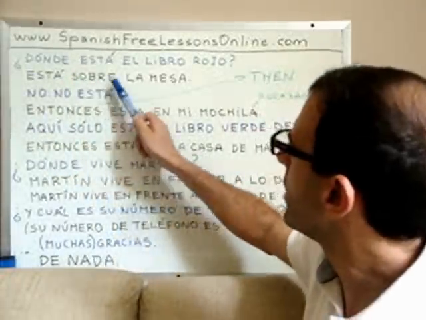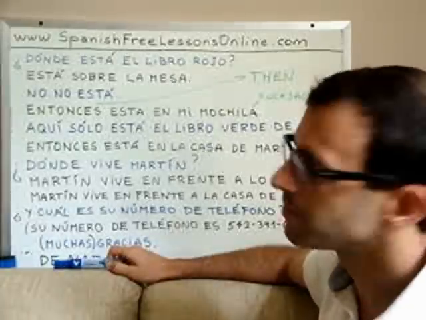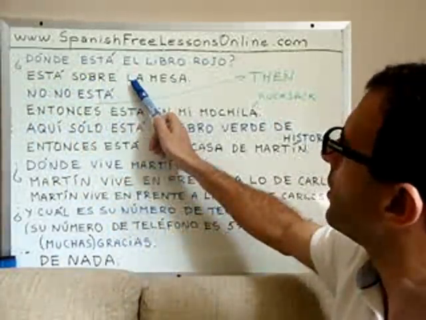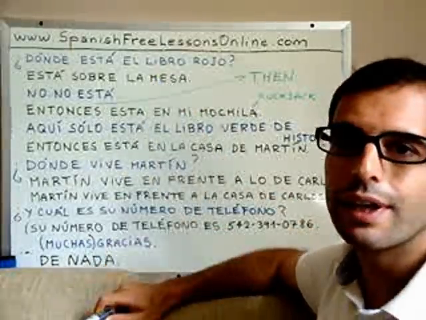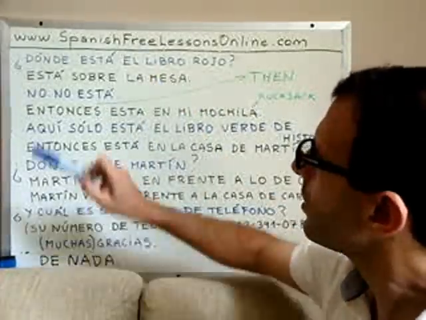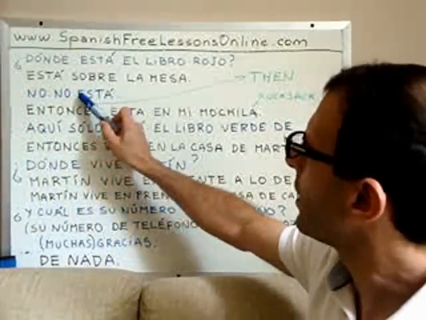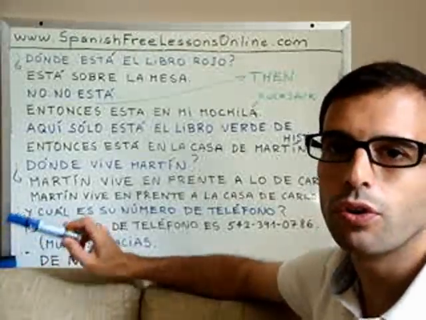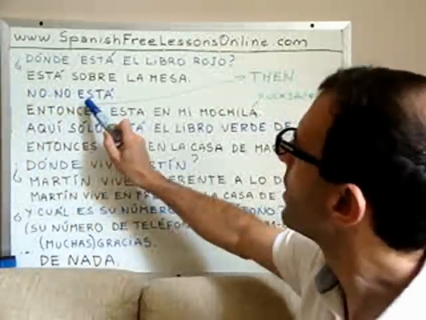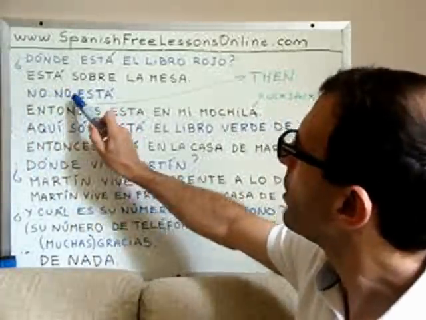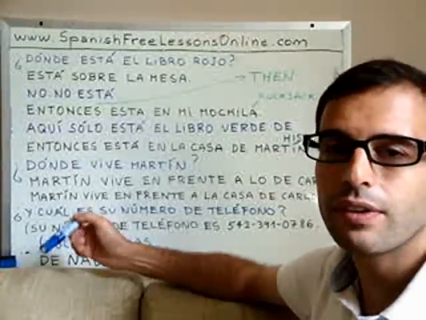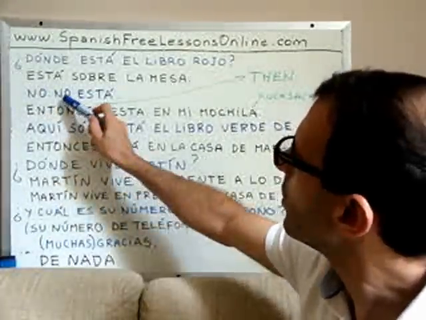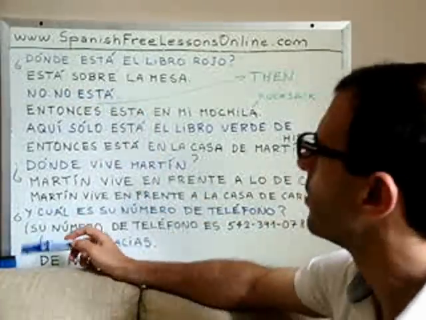Está sobre la mesa. It is on the table. No, no está. No, it isn't. This is no. In Spanish you would say no it is, right? No está. That is the form.